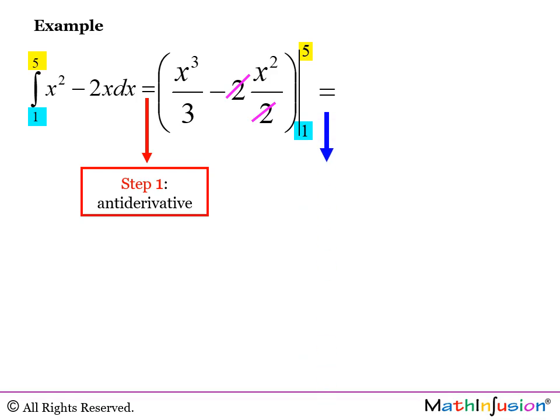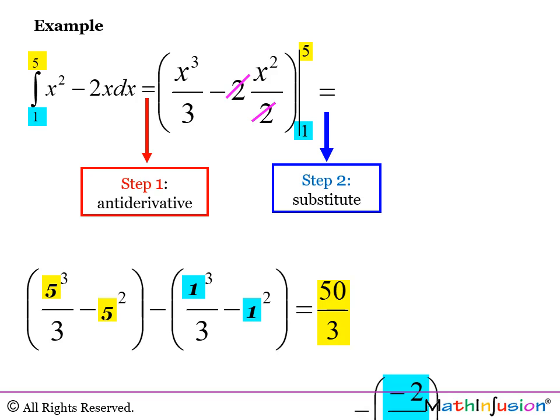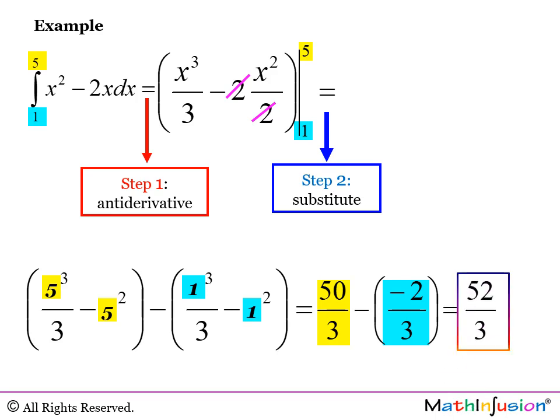First of all, do not forget the parentheses because we have something minus something. As you can see, I have the antiderivative minus the antiderivative. In the first one, I'm going to replace x by 5. The second one, I'm going to replace x by 1. We will do the algebra. We get 50 over 3 from the first one and negative 2 over 3 from the second one. And we get that everything together is 52 over 3.